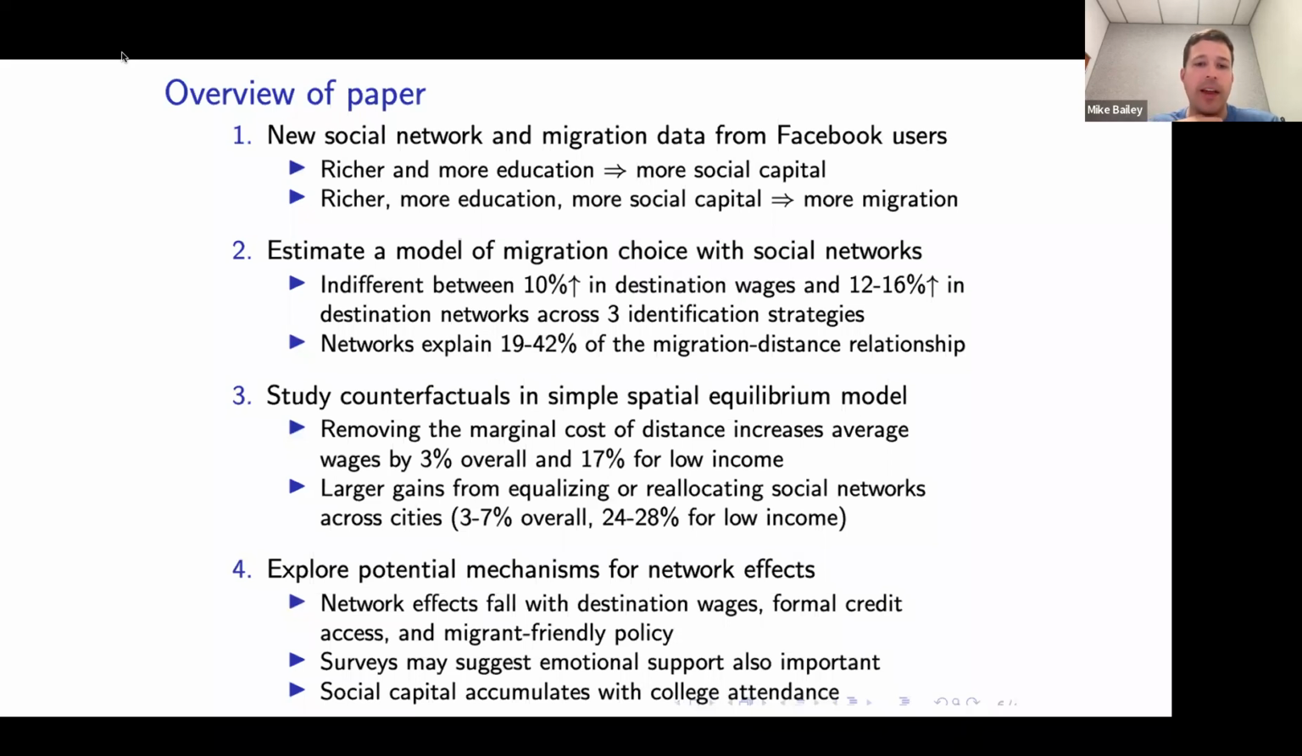Then we have an equilibrium model where we can do things like look at reducing the marginal cost of distance or equalizing social networks. And we find very large effects for social networks on total welfare, because better networks mean you can migrate to more areas and make a larger income.